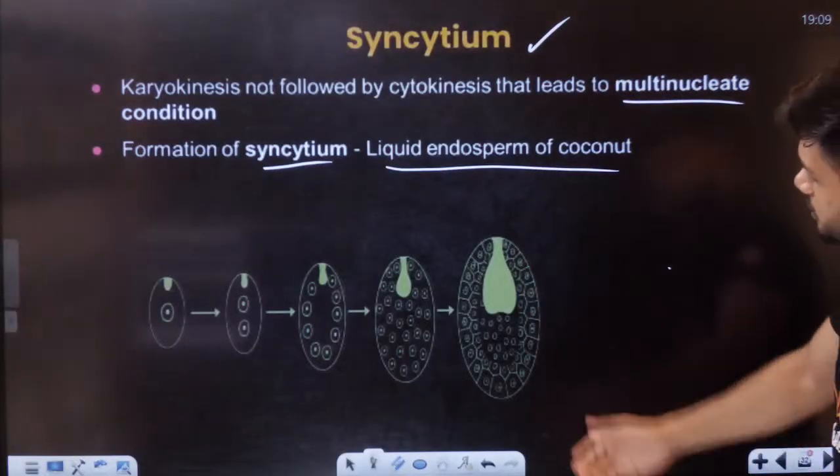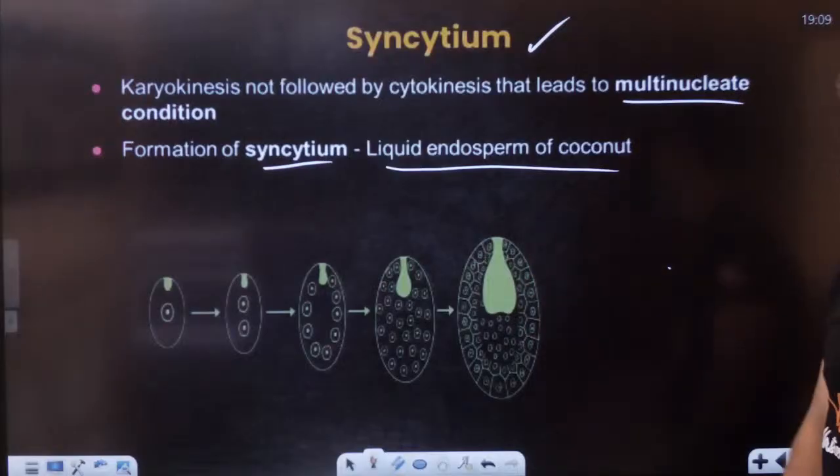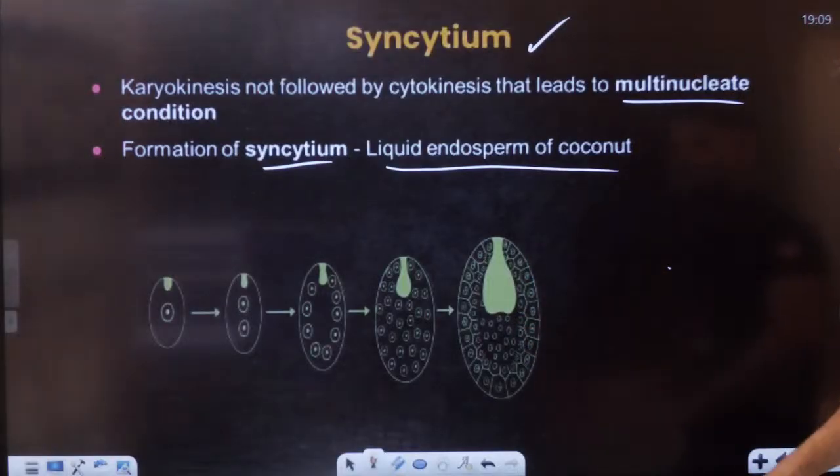So this is what we get, a multinuclear condition called syncytium. We get syncytium right now, students.